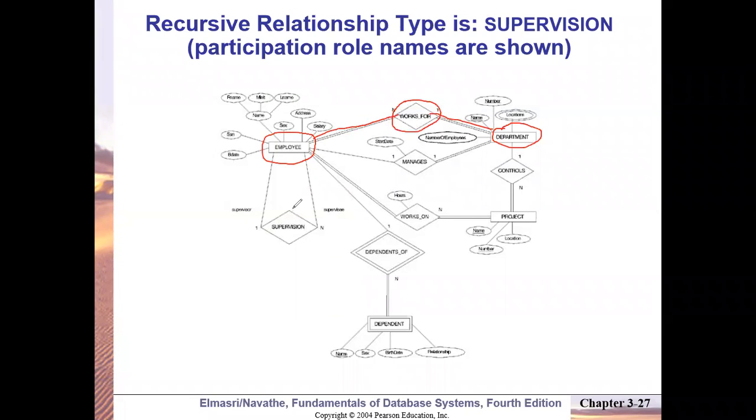Fine. Now, here you can see there is a typical relationship we just now discussed, which is called recursive relationship. Which is this relationship here? Supervision. So this relationship is between the two groups of the employee. This is because it is recursive. The same entity type is participating in a relationship with itself. So this is called recursive.